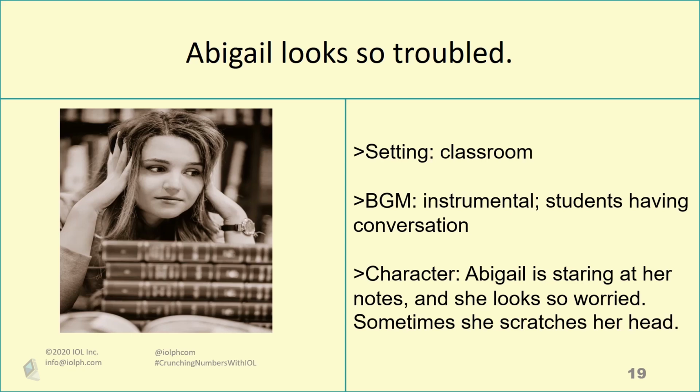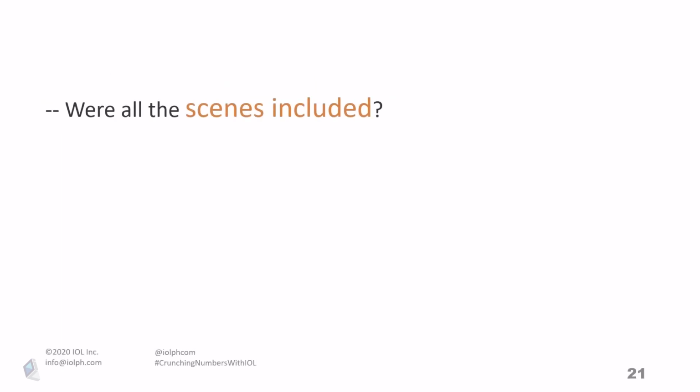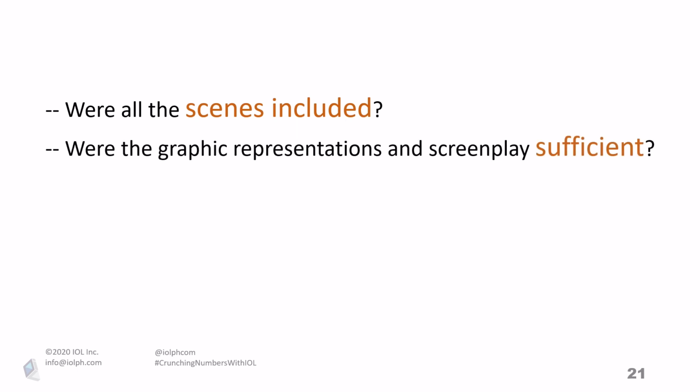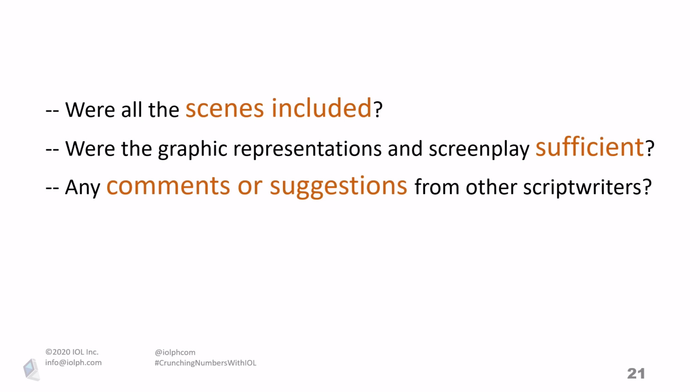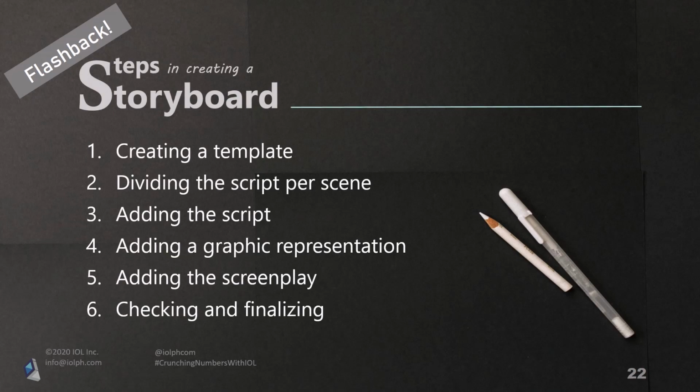Have you also tried creating your own storyboard? It's good to check and recheck before finalizing your work, so you won't miss any details. Make sure that all the scenes are included and that the graphic representations and screenplay are sufficient to make the voice-over artists and animators understand what you are trying to convey. You may also ask for the comments and suggestions of other script writers, just to ensure the quality and consistency of the storyboards. When everything's in place, then you're good to go. Just remember the steps in creating a storyboard.